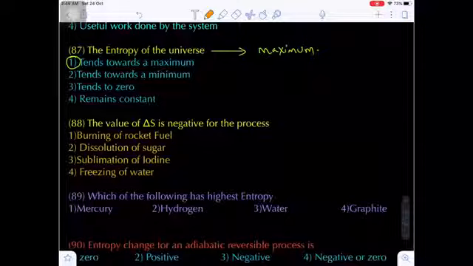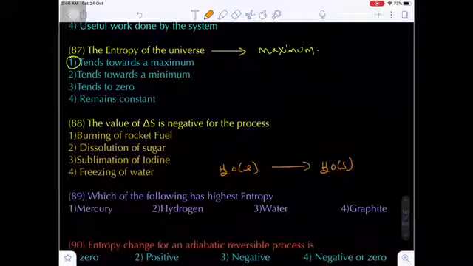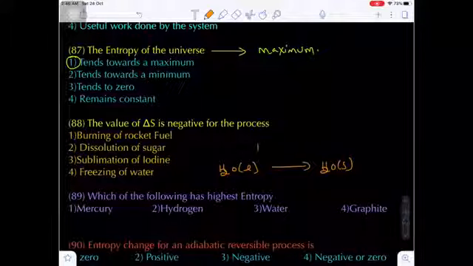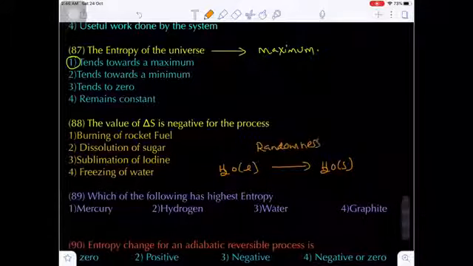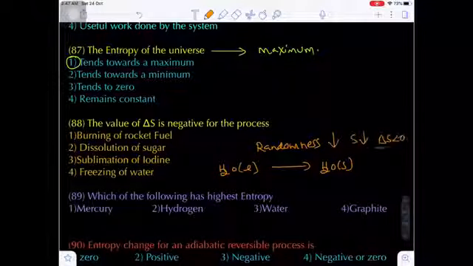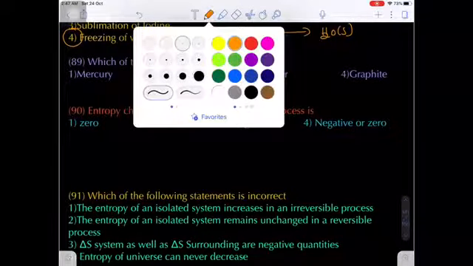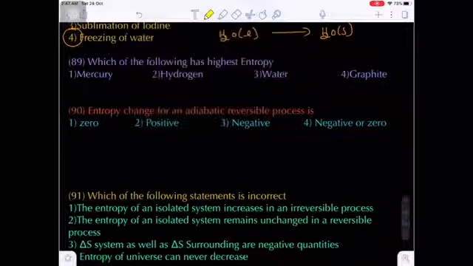Freezing of water, yes. When liquid water freezes to solid water, that is called ice. Here what happens, randomness decreases, so entropy decreases, so change in entropy is negative. That will be option number 4. Okay, now the next question, question number 89.